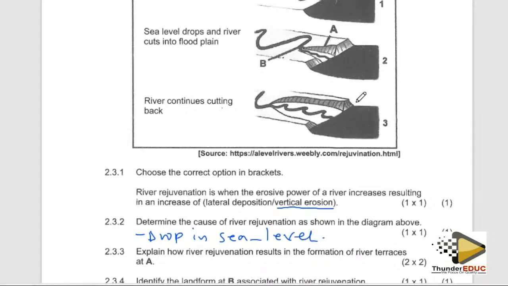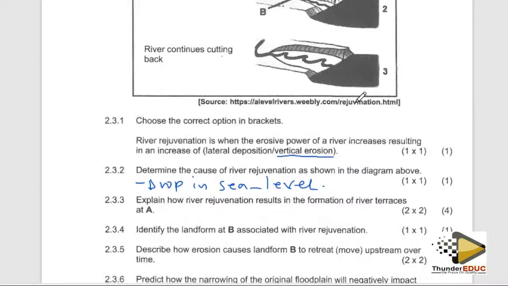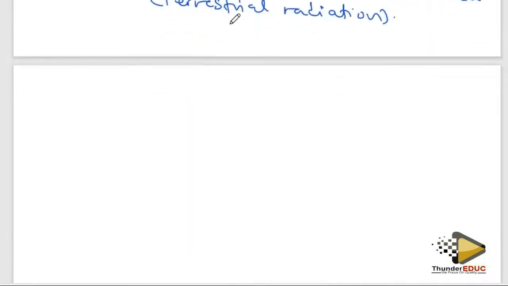2.3.3, explain how river rejuvenation results in the formation of river terraces.